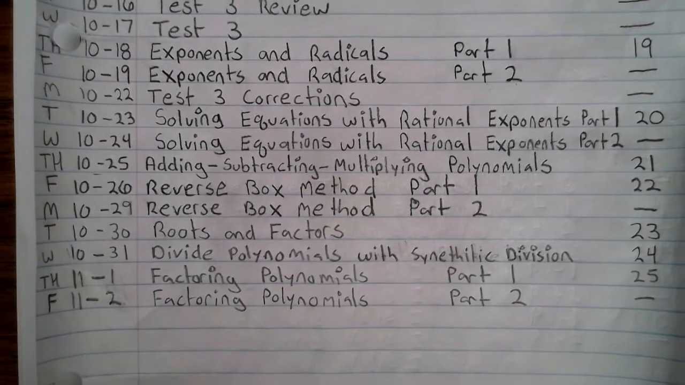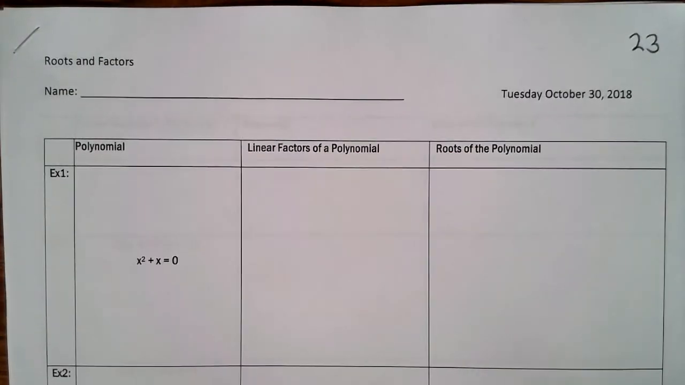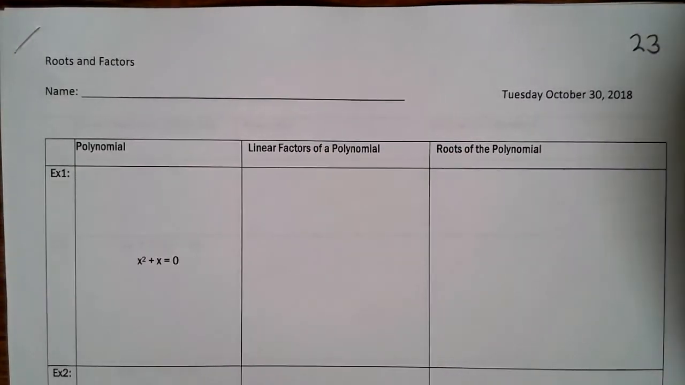Okay, Wildcats, today we're looking at Tuesday, October 30th, roots and factors on page 23. If you would, update your table of contents. All right, now your table of contents is updated. Let's take a look at our examples, which are going to be on page 23.